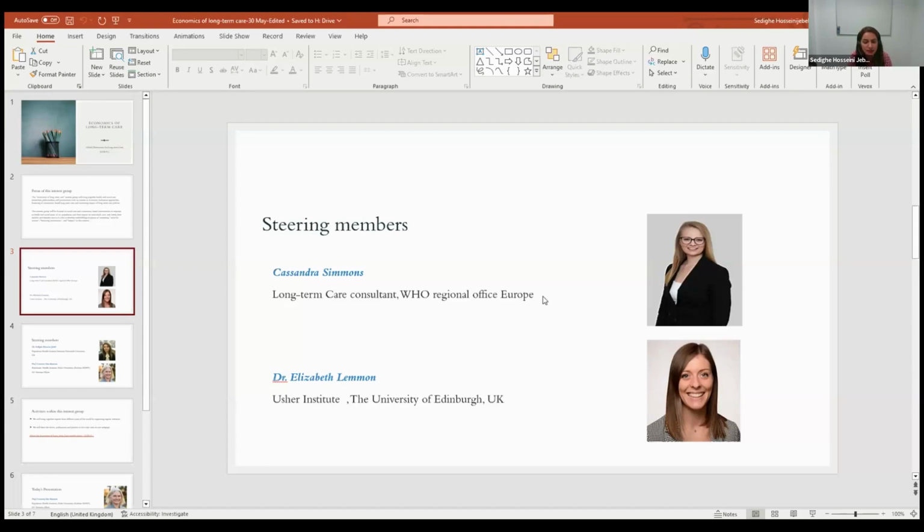Dr. Elizabeth Lemon is not with us, unfortunately, today. She wasn't feeling well enough to attend. She has a PhD in economics from the University of Stirling, and she is currently working at the University of Edinburgh with extensive research experience in the economics of aging, home care, and long-term care.